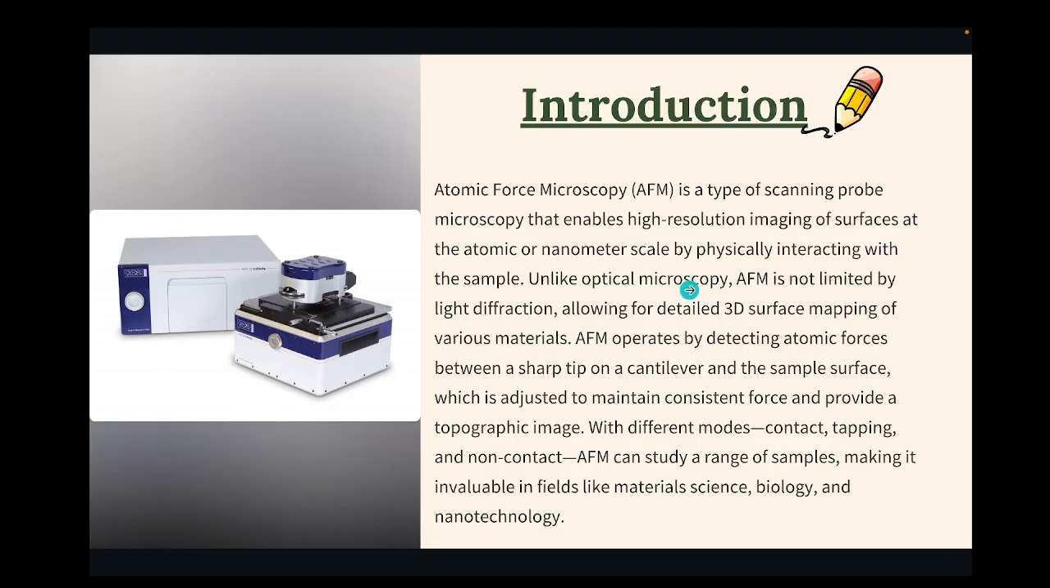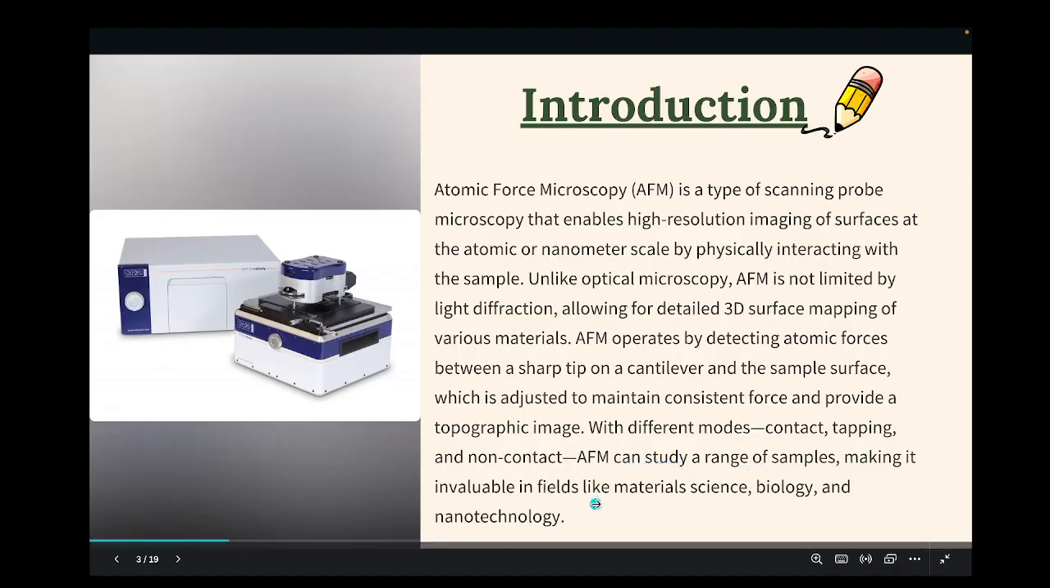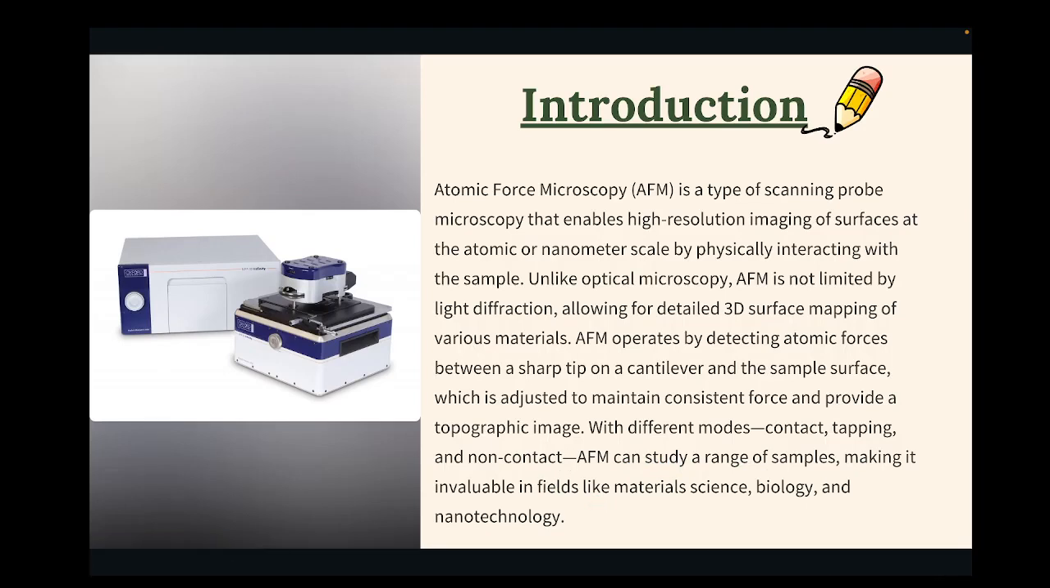The atomic force microscope is a type of scanning probe microscope that enables high resolution imaging of surfaces at the atomic or nanometer scale by physically interacting with the samples. Unlike optical microscopy, AFM is not limited by light diffraction, allowing detailed 3D mapping of various materials. AFM operates by detecting atomic forces between a sharp tip on a cantilever and the sample surface, which is adjusted to maintain consistent force and provide a topographic image, with different modes like contact, tapping and non-contact. AFM can study a range of samples, making it invaluable in fields like material science, biology and nanotechnology.